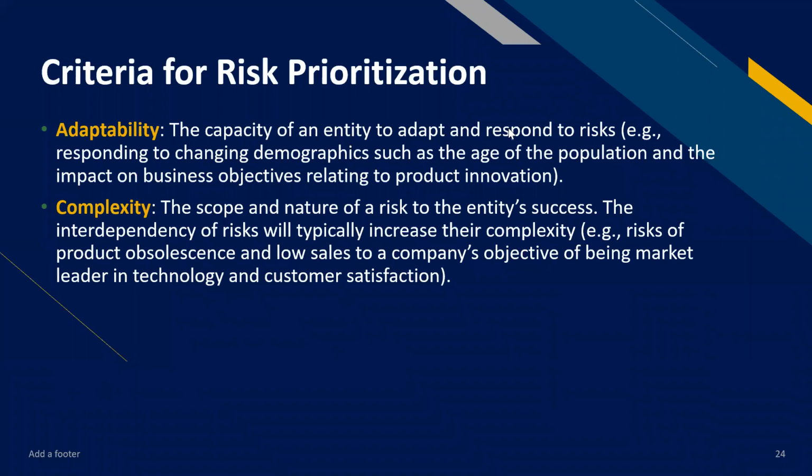So what are some criteria for risk prioritization? Number one is adaptability, which is the capacity of an entity to adapt and respond to risks. Okay? So if you're able to respond agad to those risks, then probably you don't need special intervention with respect to the risk response that you're going to implement. Okay? Complexity, the scope and the nature of a risk to the entity's success. Of course, the more complex that risk, then probably you need to invest on something to resolve that risk.